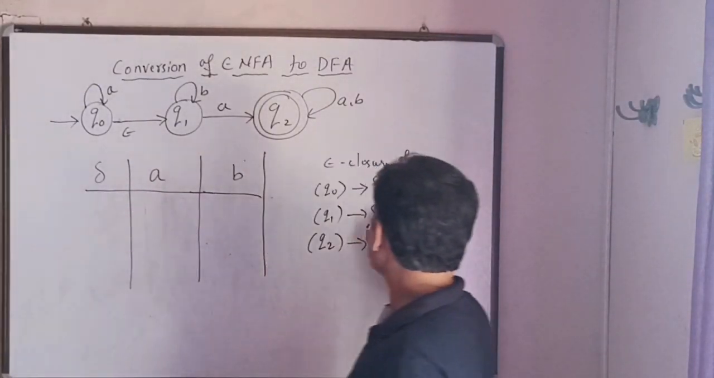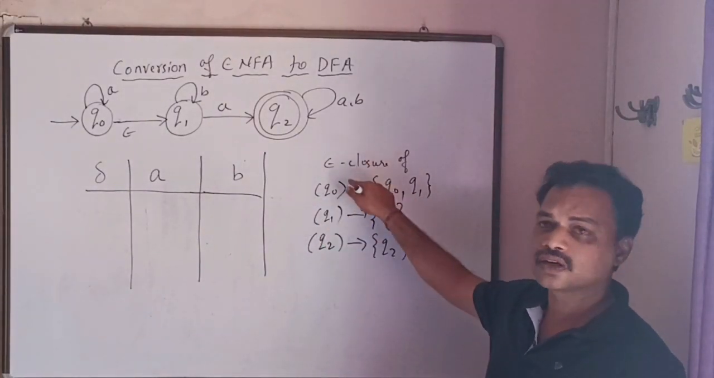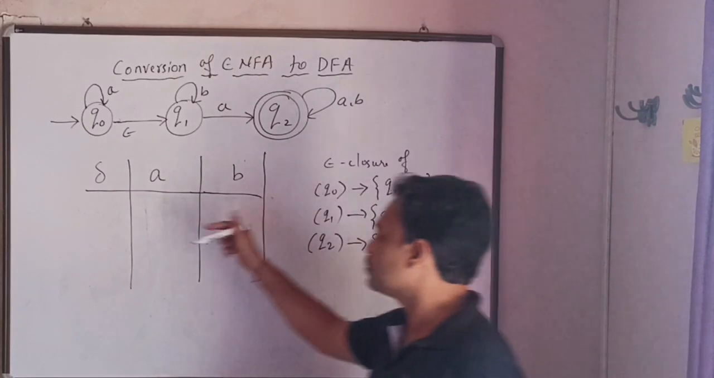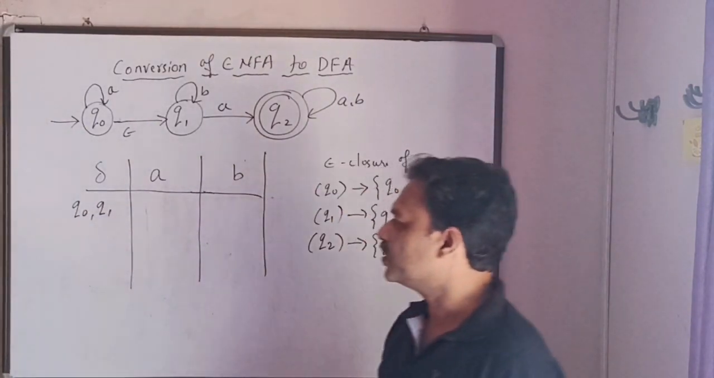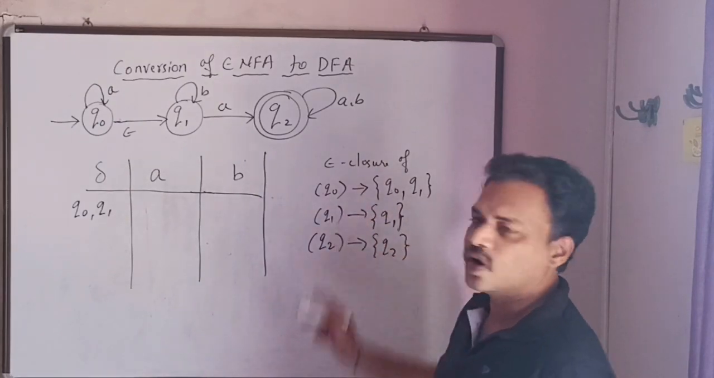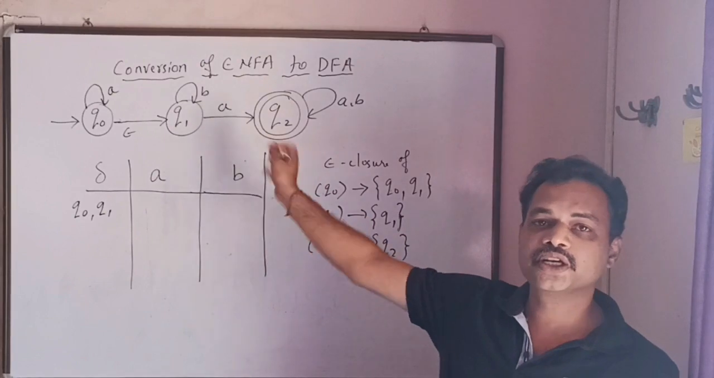Now the first state you take, that is Q0, Q1. We need not take this state, we have found the epsilon closure of this state. So the epsilon closure we are supposed to take, that is Q0, Q1. Q0, Q1 on A, we have to find out. And this you can obtain from the transition table which we built previously.